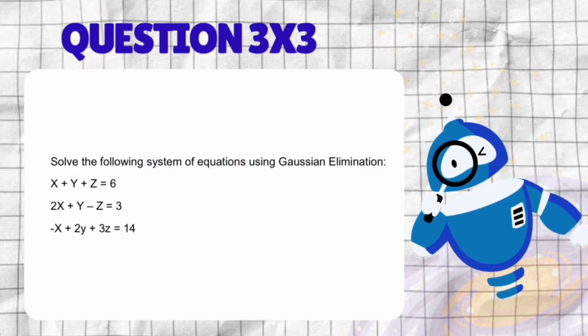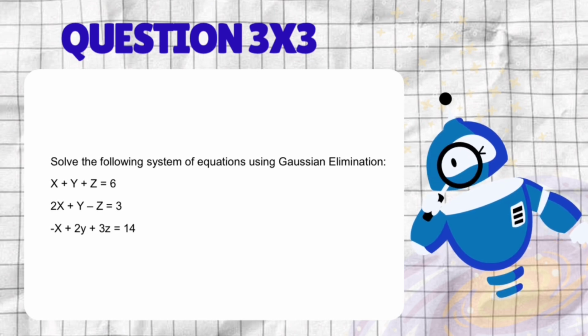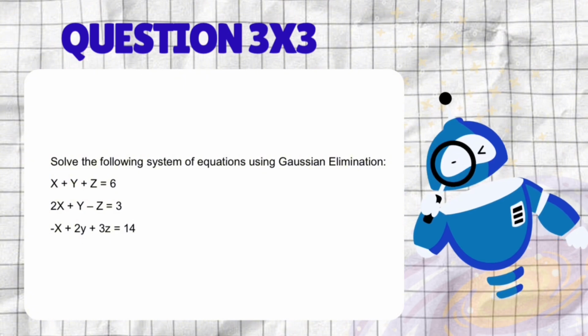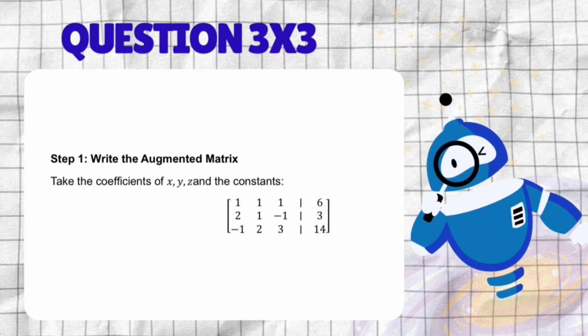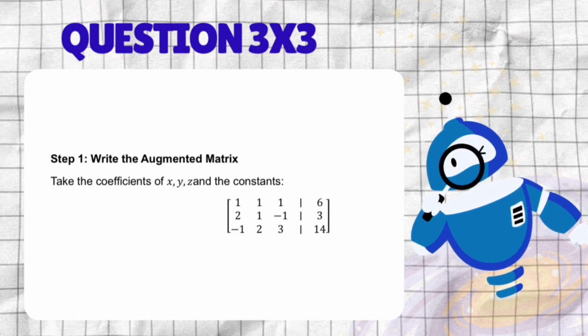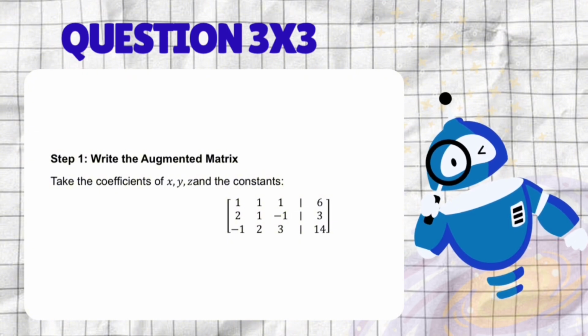In this video, I will solve a system of 3 linear equations using the Gaussian elimination method. The given system of equations consists of 3 variables, namely x, y, and z. First, we write the given equations: x + y + z = 6, 2x + y - z = 3, and -x + 2y + 3z = 14.